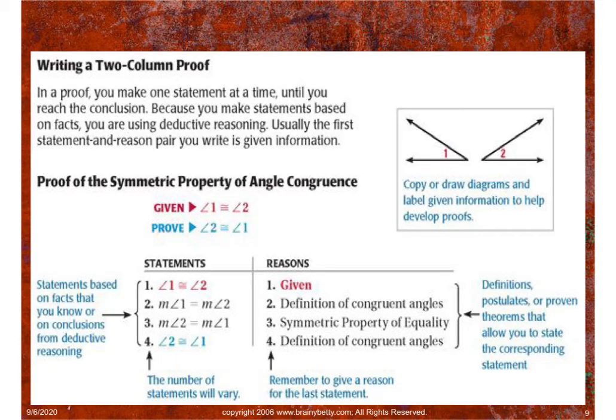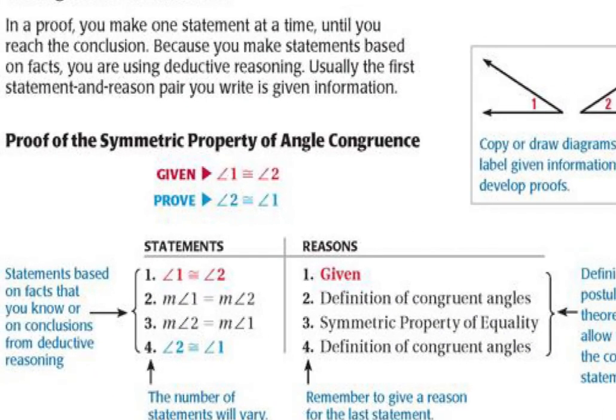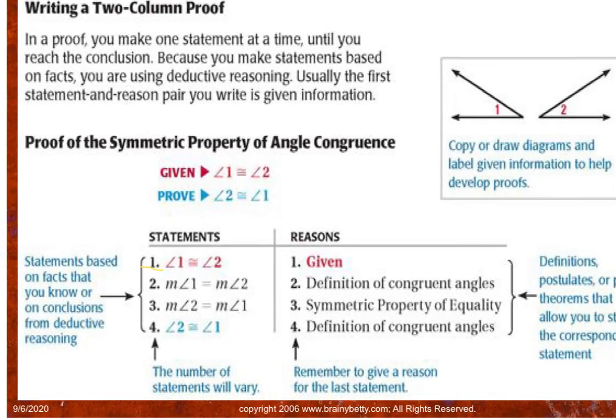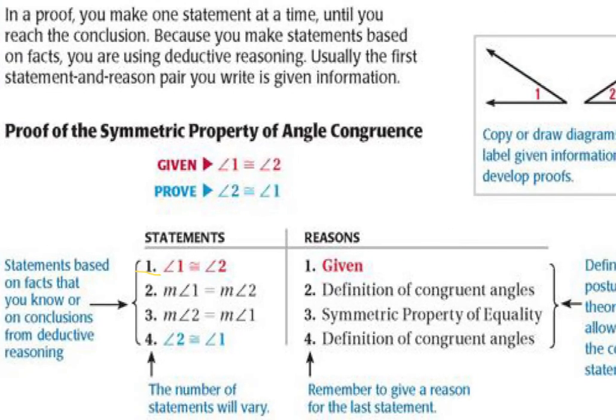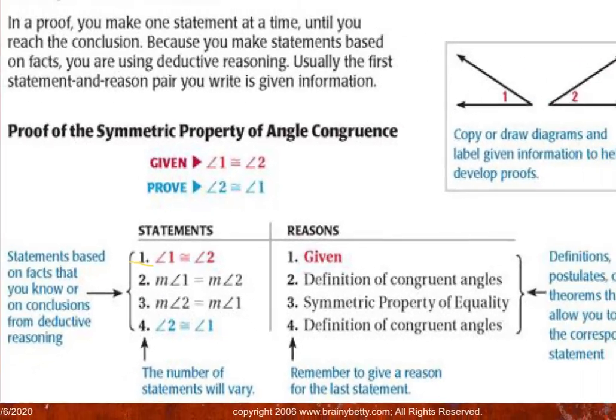Okay, so writing a 2-column proof. Guys, this is just an example of another proof. So given that angle 1 is congruent with angle 2, it wants us to prove that angle 2 is then congruent with angle 1. So basically prove the symmetric property. And what they did here was they wrote that if angle 1 is congruent with angle 2, that's given. The definition of congruent angles states that their measures must be equal. So the measure of angle 1 equals the measure of angle 2. Using the symmetric property of equality, they can flip it, and then using the definition of congruent angles, they can say that angle 2 is congruent to angle 1.